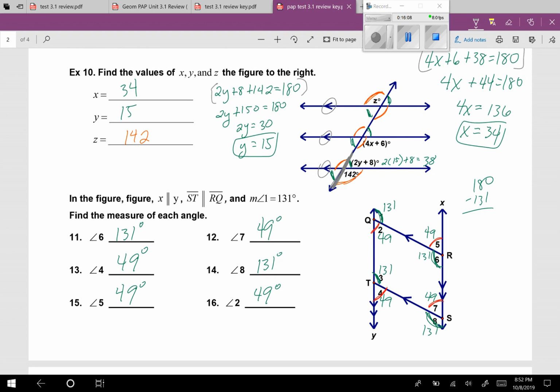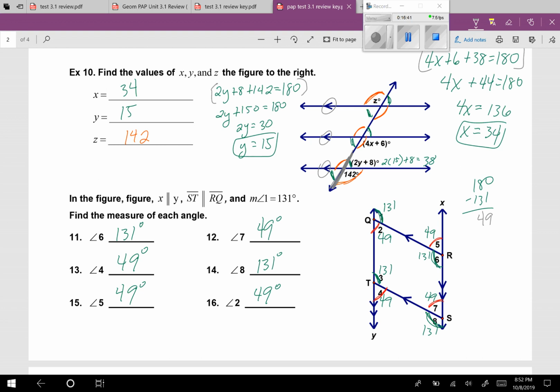Okay. Questions 11 through 16, we're using this picture over here. Right away, I saw they said angle 1 is 131 degrees. And then I was glad that both sets of my lines were parallel to each other, because if you have two sets of parallel lines, you only need your two colors. So right away, I said, okay, 131, what's angle 2 have to be? 49, because 180 minus 131 is 49.